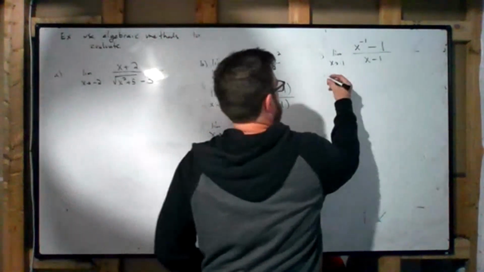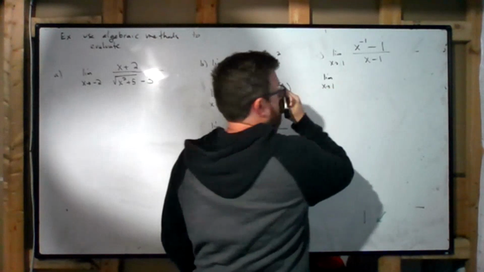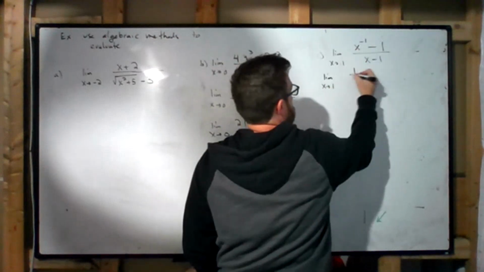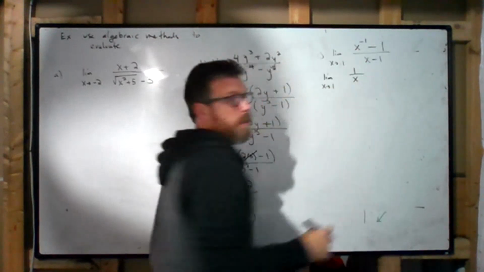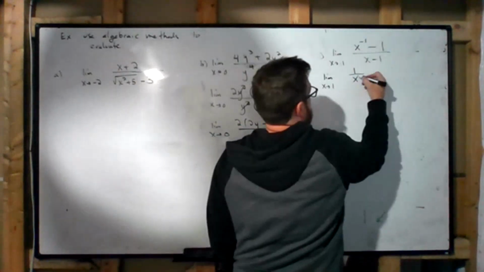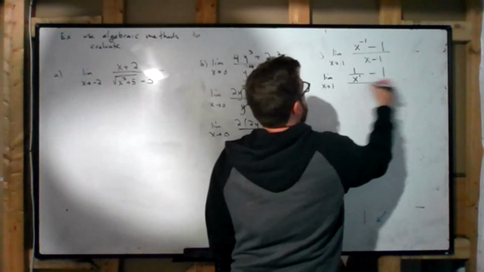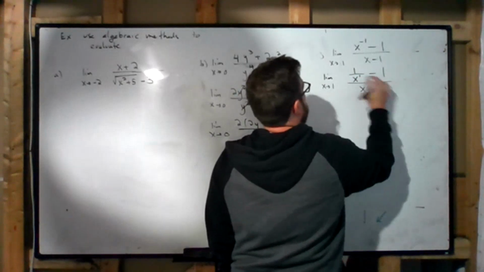A similar thing here. This is just manipulating, just factoring. So common denominators and stuff like that. x to the negative 1 means this is 1 over x. It's x to the power of 1 on the bottom. That's what that negative 1 means. I have an x to the 1 in the denominator, minus 1, all over x minus 1.